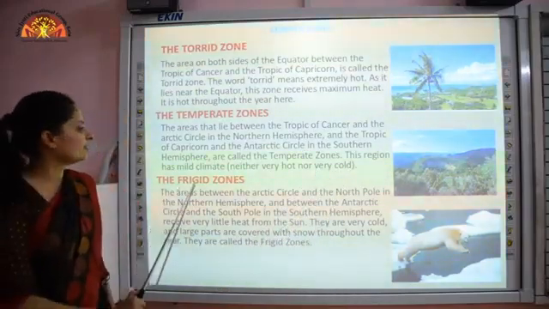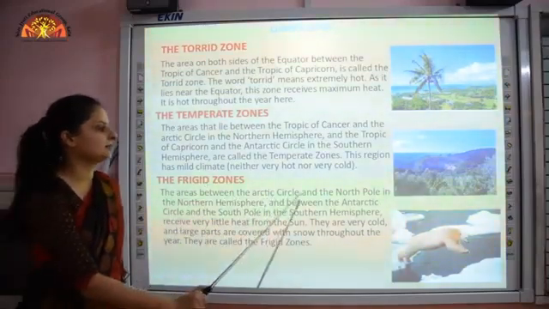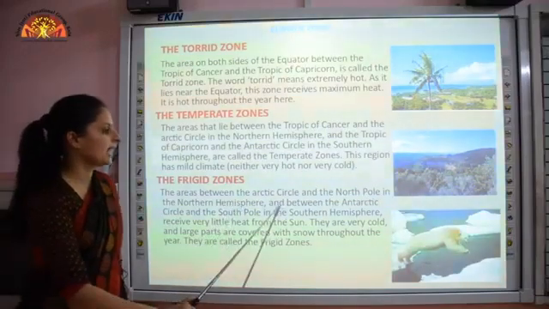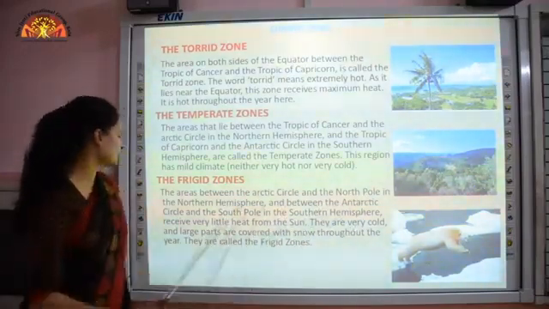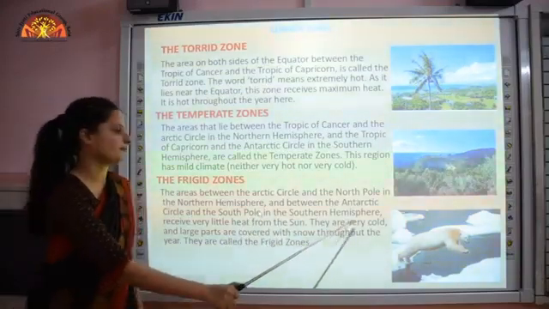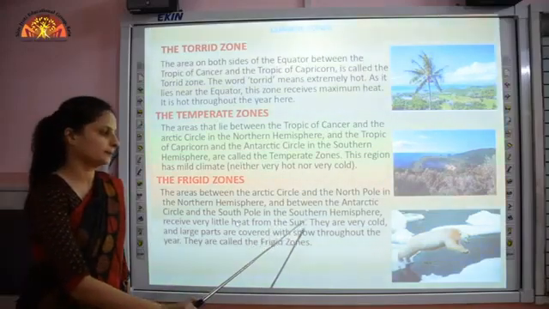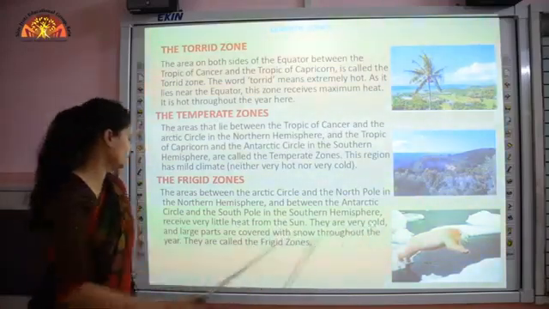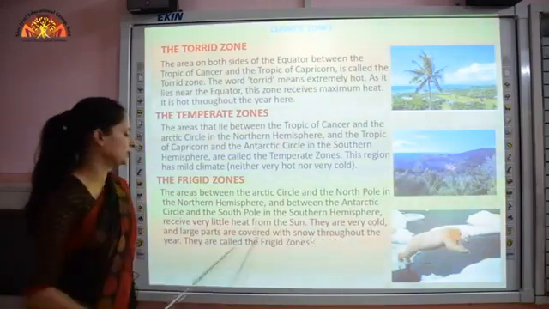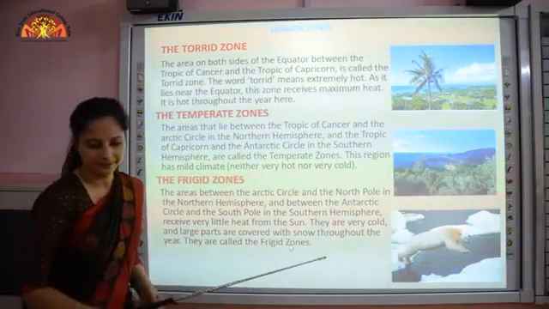Third is the frigid zones. The areas between the Arctic Circle and the North Pole in the northern hemisphere and between the Antarctic Circle and the South Pole in the southern hemisphere receive very little heat from the sun. They are very cold and large parts are covered with snow throughout the year. They are called the frigid zones.